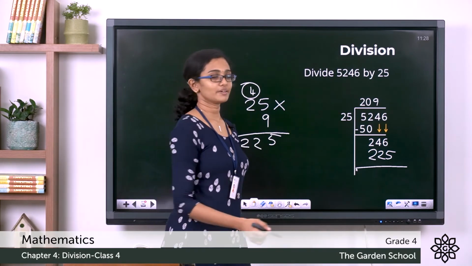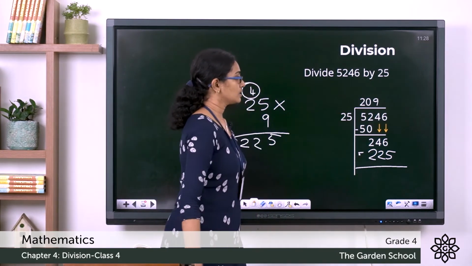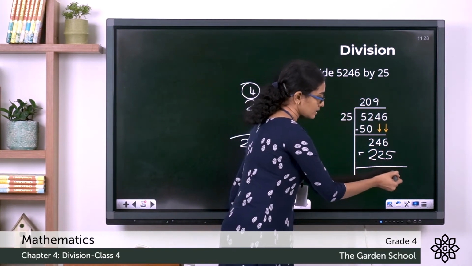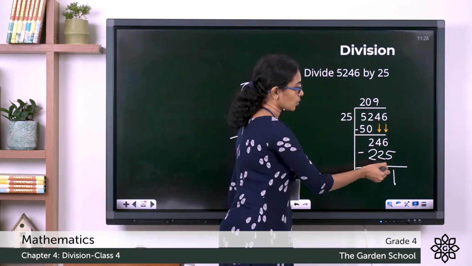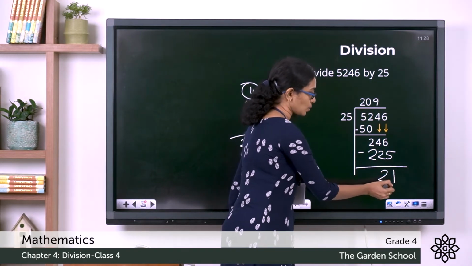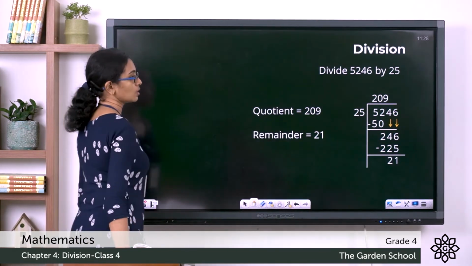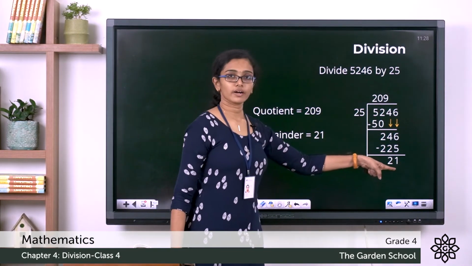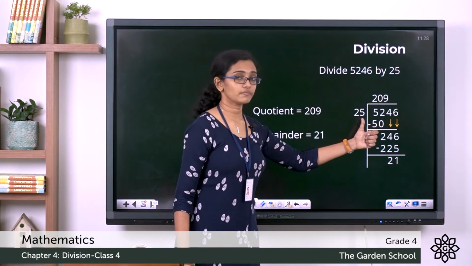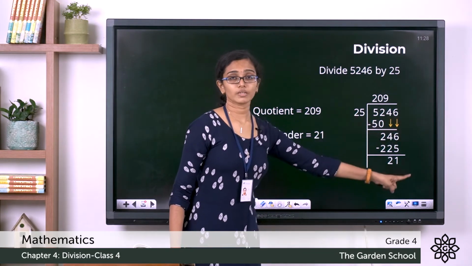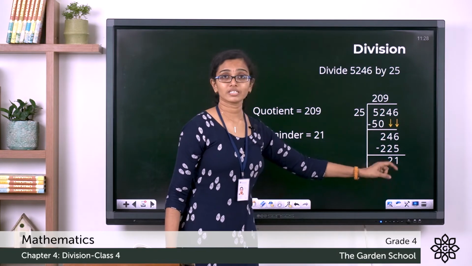So what is the next step? Let's subtract these two numbers. 6 minus 5, it is 1, and 4 minus 2, it is 2. 2 minus 2, it is 0. Now we have a number here, 21. Is 21 divisible by 25? And do we have any more digits to bring down? No, we don't have any more digits to bring down.